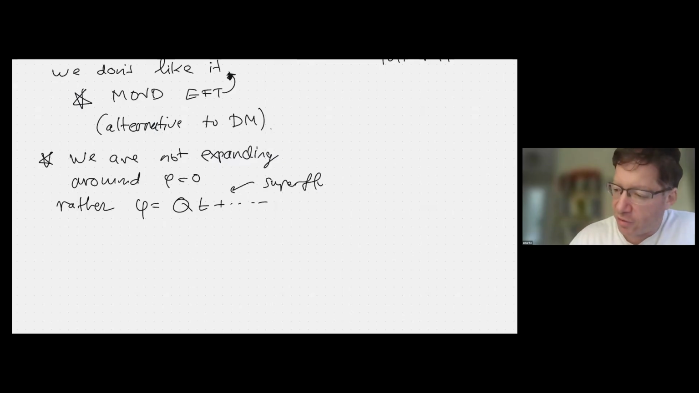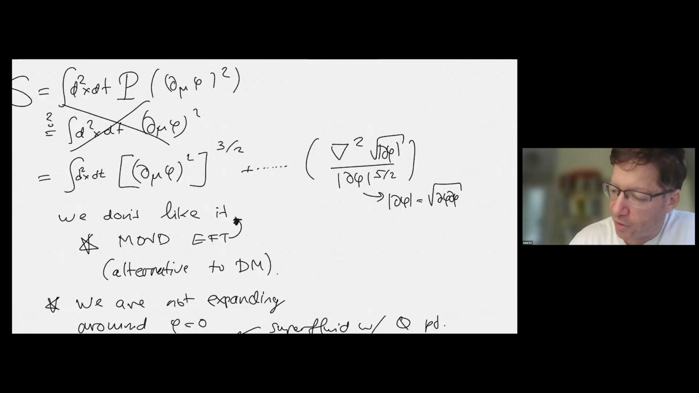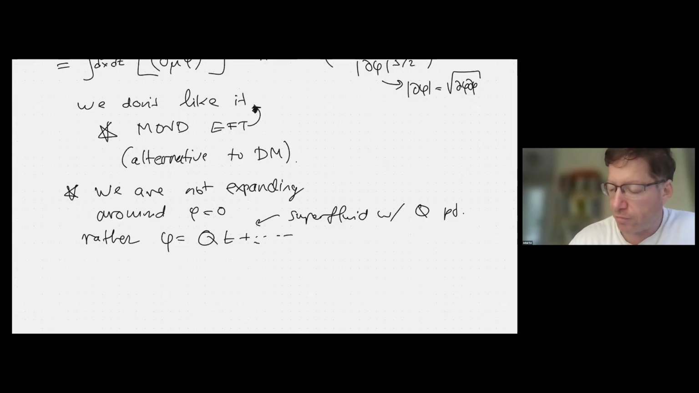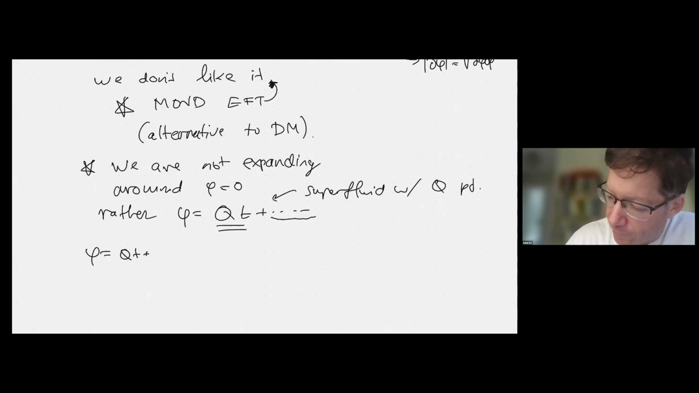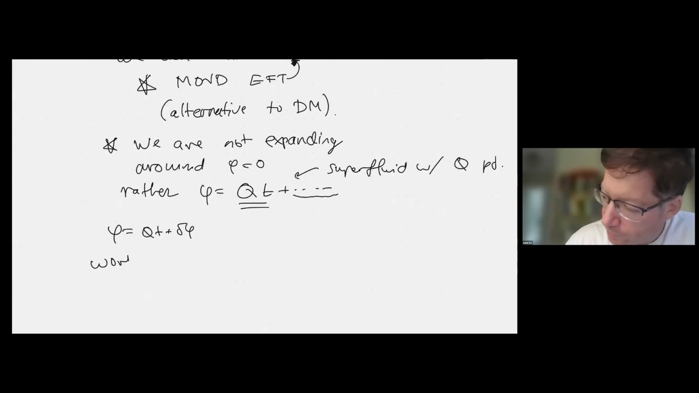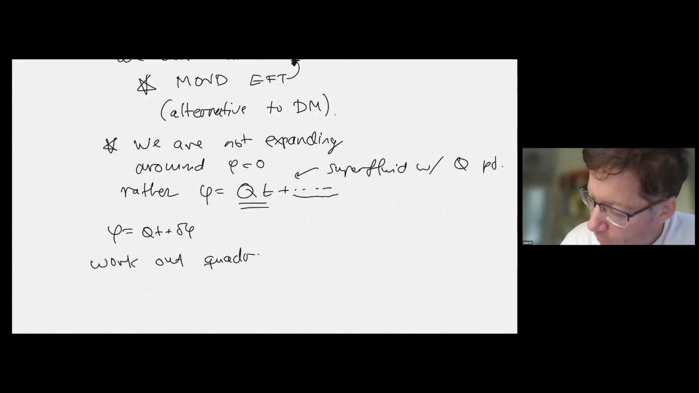So that's why this action is allowed. We're never going to try to quantize it as a fundamental theory. We're only going to quantize the small fluctuations around this background. So let's denote these fluctuations by delta phi and work out their quadratic dispersion. That's the same thing that we did with sodium atoms. Let's work out the quadratic dispersion.